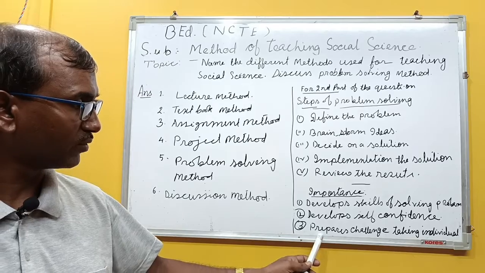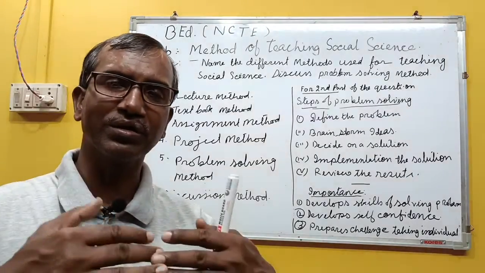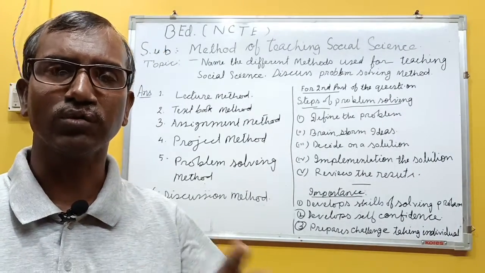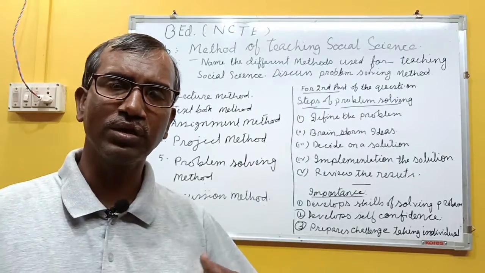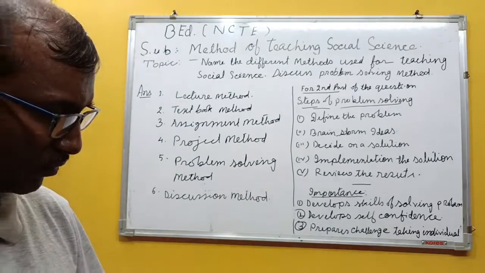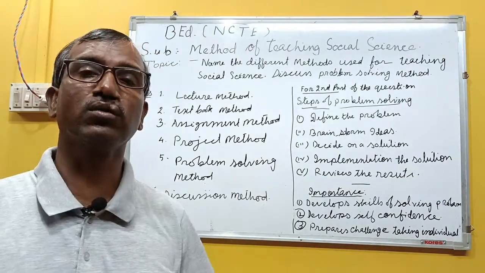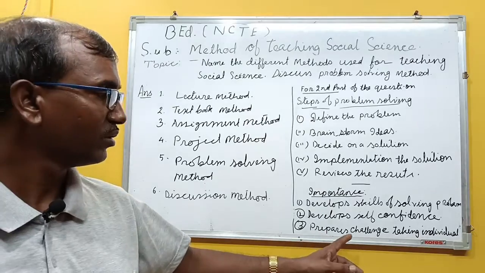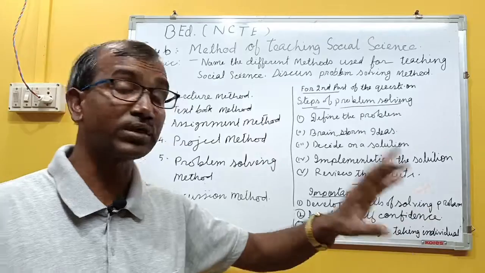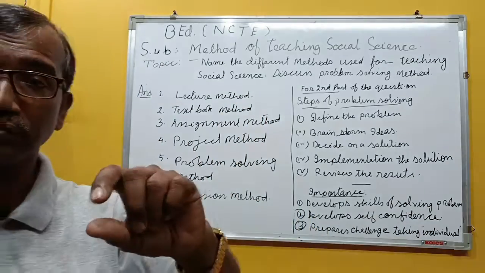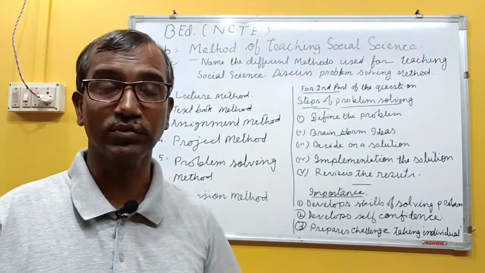Next, number 3, prepare challenge taking individuals. When the children take a number of problems every day through problem solving method in teaching social science, they will gradually develop a kind of personality that they will be able to face any kind of problem. That means this method, problem solving method, prepares challenge taking individuals. This method prepares all the children as challenge taking individuals in future.